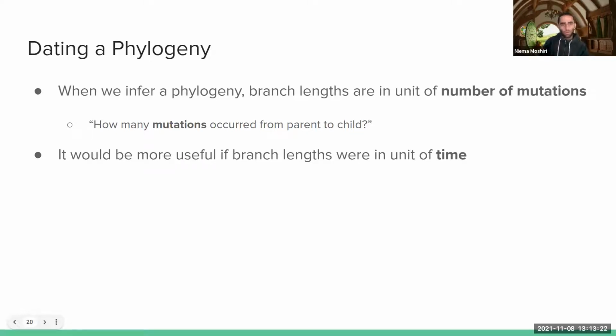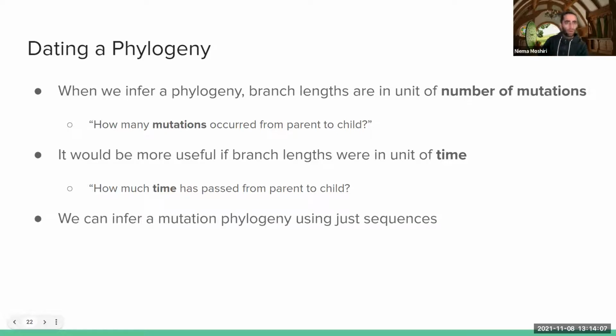What would be much more useful for us is if those branch lengths were in units of time, because what we're trying to do is study an epidemic. We're trying to study, how did this virus evolve over time? How did it change over time during our epidemic? So what we want to be able to ask is, how much time has passed from parent to child? For example, if I have a bunch of COVID sequences from San Diego, and I find the ancestor of all of those COVID sequences, the time that's passed from that ancestor to those sequences gives me a rough estimate of when COVID was introduced in this population. So that's how I can actually get some helpful public health information.